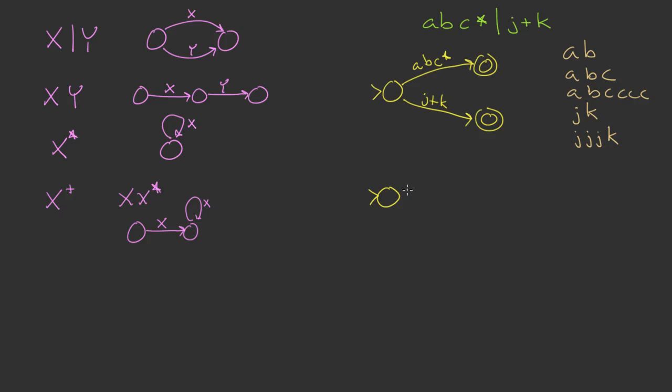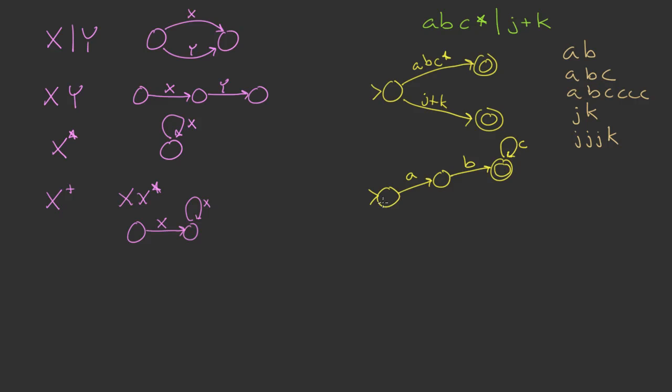Now, the first one, we already kind of know how to do that. Here's our starting state, here's our accepting state, and we're going to put one in the middle. The first edge is A, the second one is B, and then here's our loop for C. And just to see if that works, if we do something like A, B, we start at our starting state, go A, B, and we end up in the accepting one. That's good.